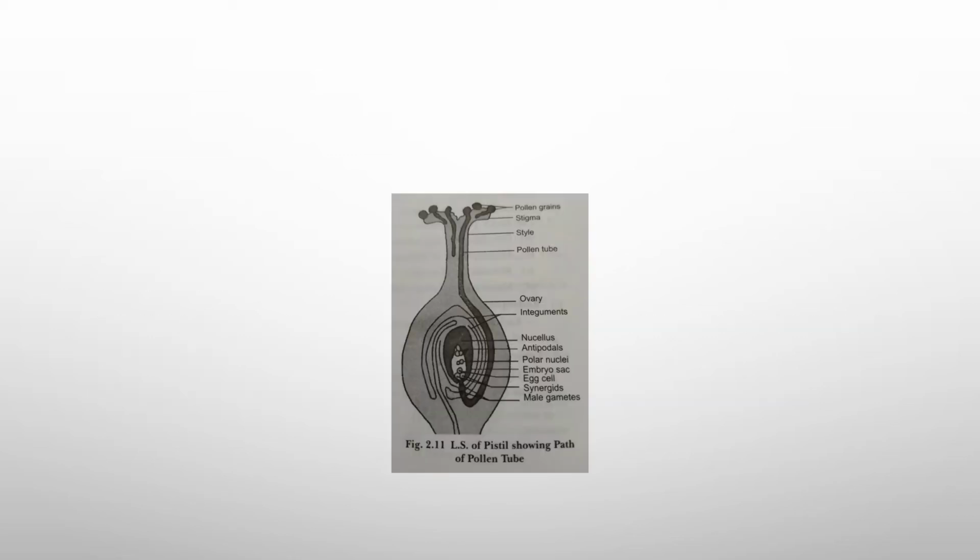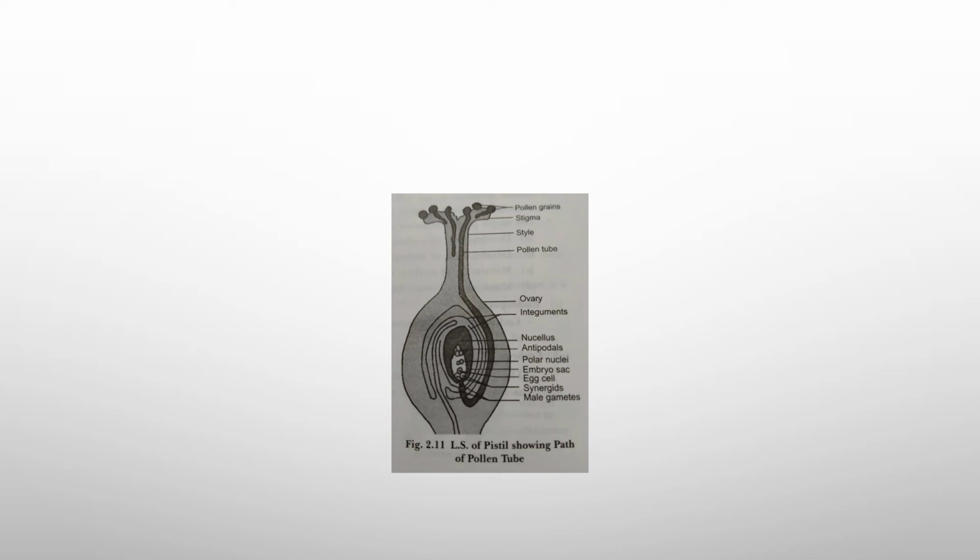This is the diagram of the pistil. You can see the pollen grains present on the stigma, and one of the pollen tubes gets too long and reaches the center, where you can see a small round structure. That one is the embryo sac. Inside the embryo sac only these are there. You will get the detailed diagram as well. The swollen part is the ovary.